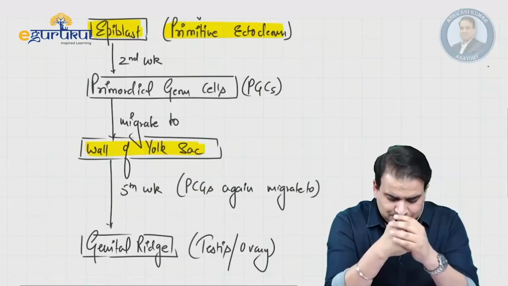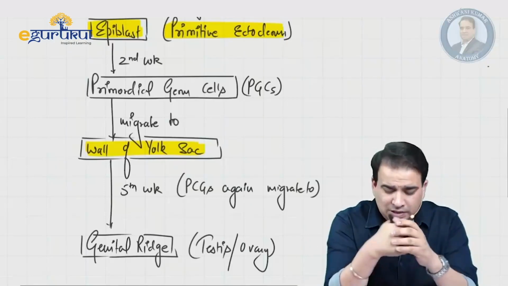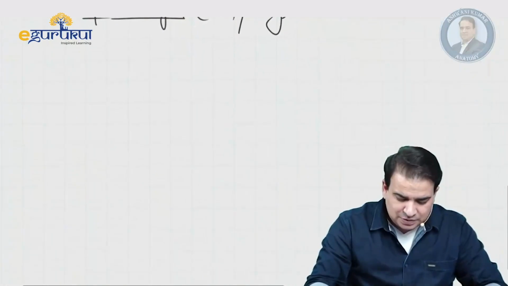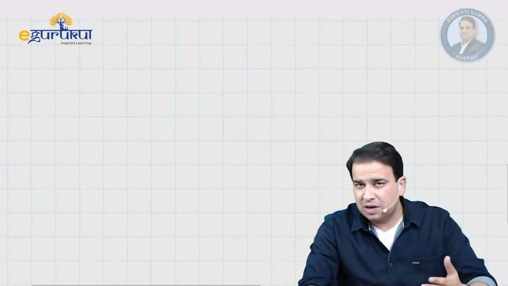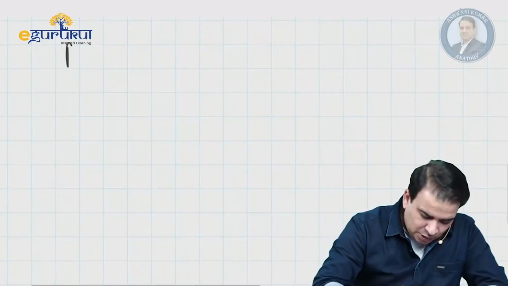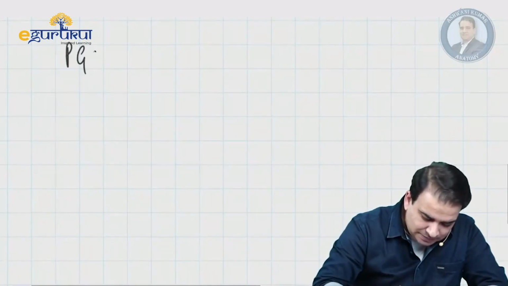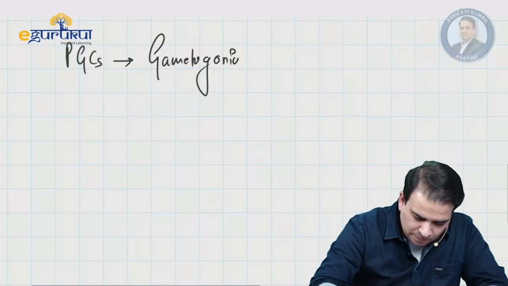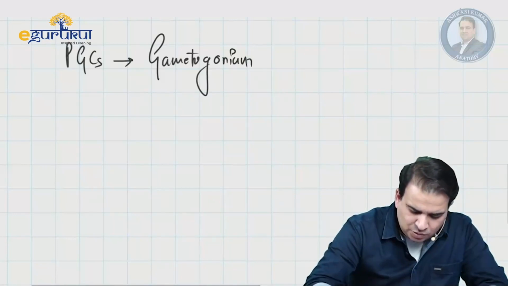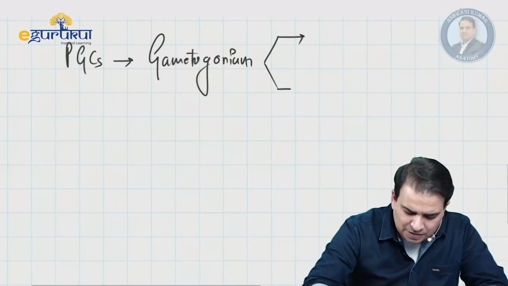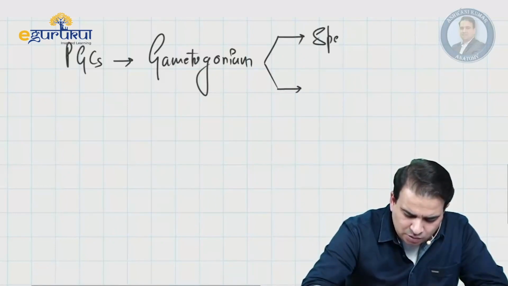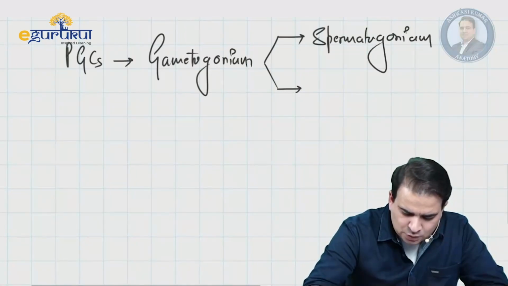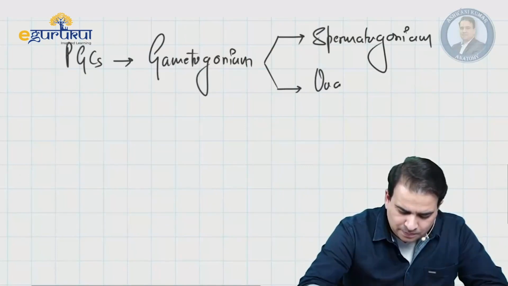So guys, let's start with these primordial germ cells only. Now the primordial germ cells, we said, are derived from the epiblast, where the epiblast will come from, we'll discuss. Now these primordial germ cells will give rise to the gametogonium, and when we say gametogonium, it's spermatogonium or oogonium. They are giving rise to spermatogonium or oogonium.